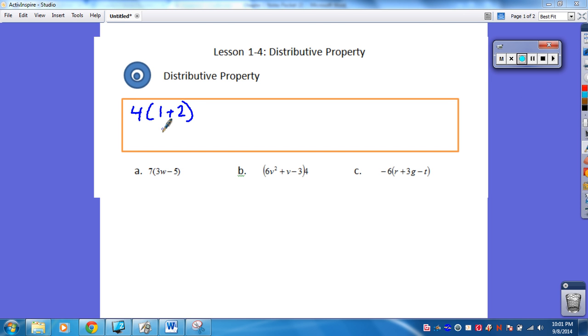Now, normally we would say that according to order of operations, we would do what's in the parentheses first. So we would add 1 plus 2 and we would get 3. 4 times 3 would give us 12. But there's another way that we could solve this, and we could multiply this 4 by each term that's inside the parentheses. So we would have 4 times 1 plus 4 times 2.